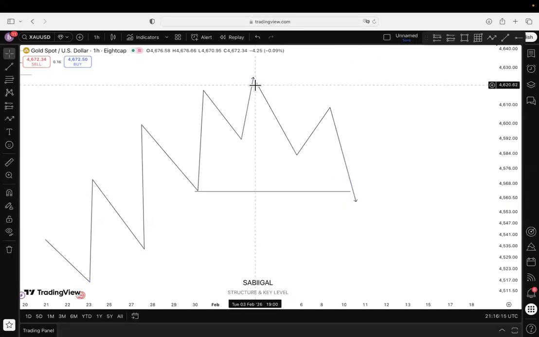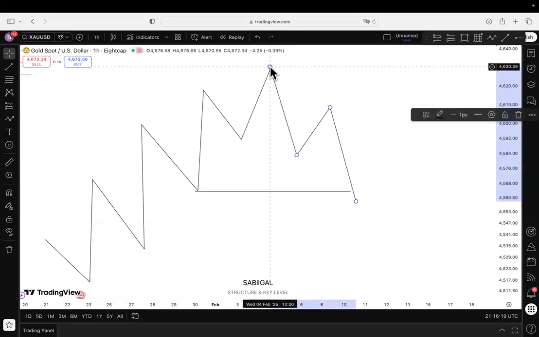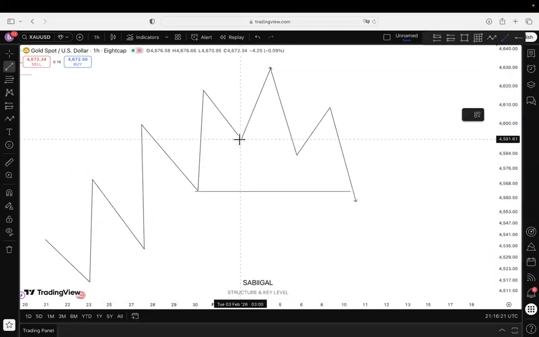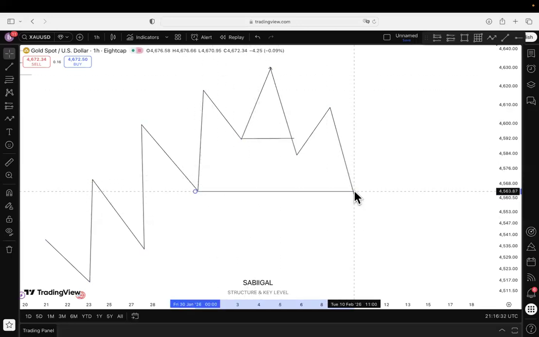For the advanced, it is 2. Unlike the basic where we have 1, if it was the basic, we would say that once this guy gets taken out, then we can start selling. But in the advanced, this second guy has to get taken out, and compulsorily he has to get taken out with the body of the candle.